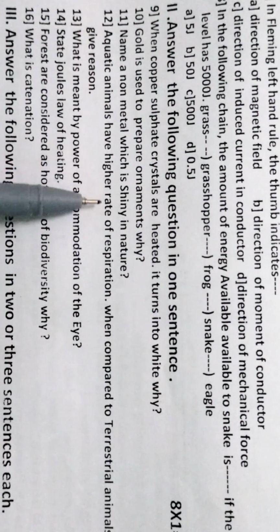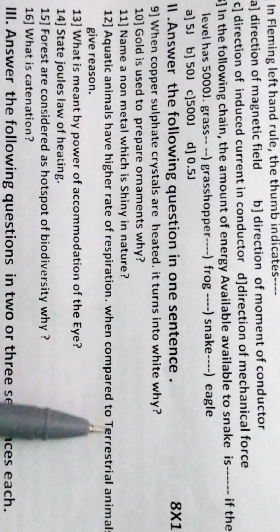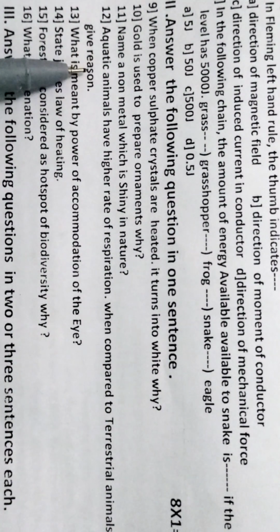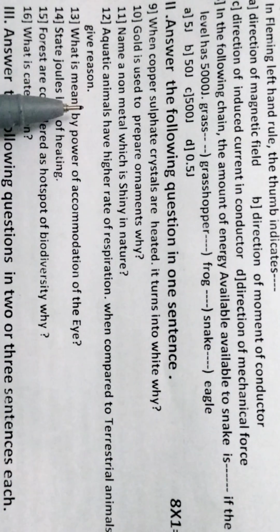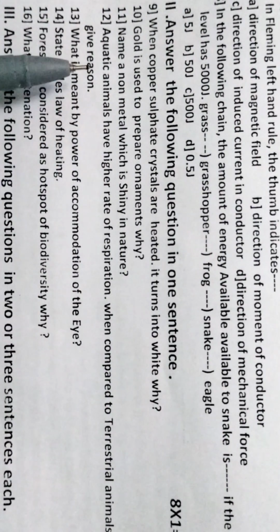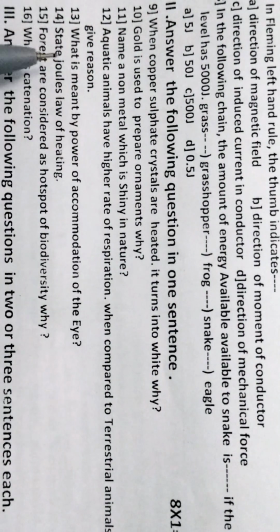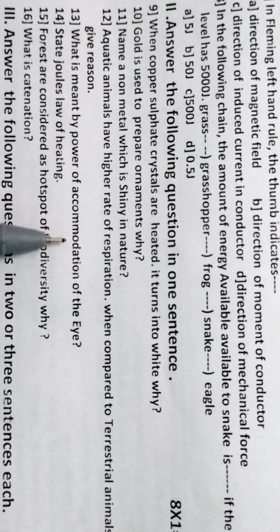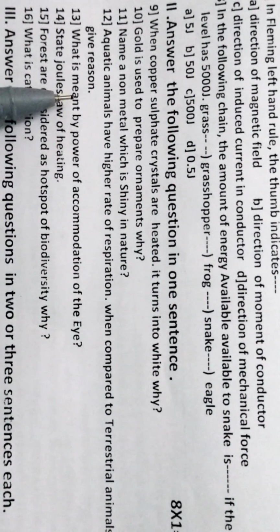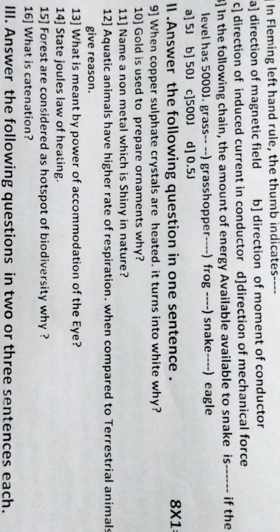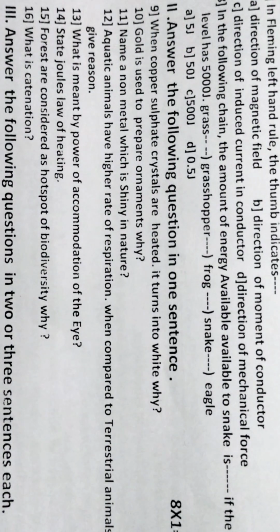Aquatic animals have a higher rate of respiration when compared to terrestrial animals. Give reason. The reason is that the amount of dissolved oxygen in water is less. What is meant by power of accommodation of the eye? The ability of the eye lens to adjust its focal length to see near objects as well as far objects.